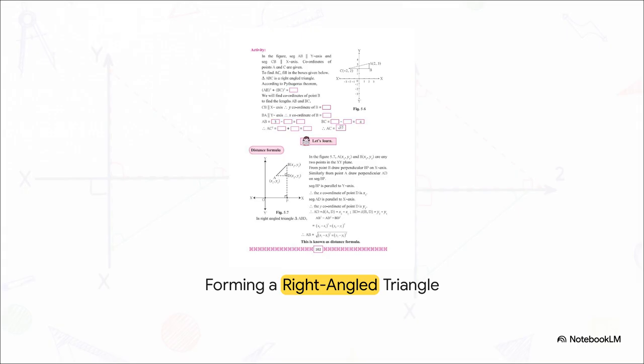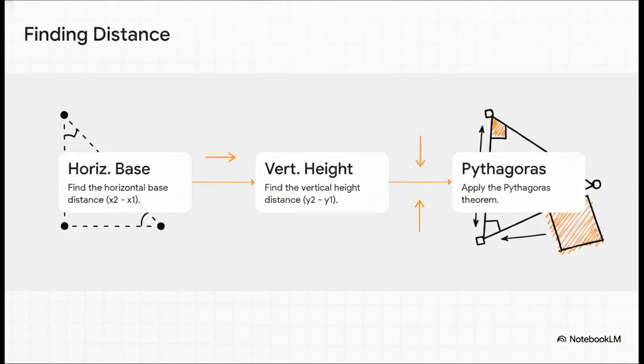Creating this triangle is a real masterstroke because it allows us to use a very famous mathematical theorem that I know you all remember. Let's think through the logic step by step. Step 1, we find the horizontal base distance of our newly formed triangle. As we saw earlier, that's simply x2 minus x1. Step 2, we find the vertical height, which is y2 minus y1. And finally, step 3, we take those horizontal and vertical distances and substitute them straight into the Pythagoras theorem. That gives us the length of the hypotenuse, which is the actual diagonal distance we are trying to calculate.